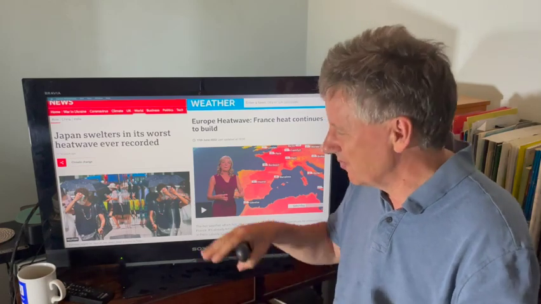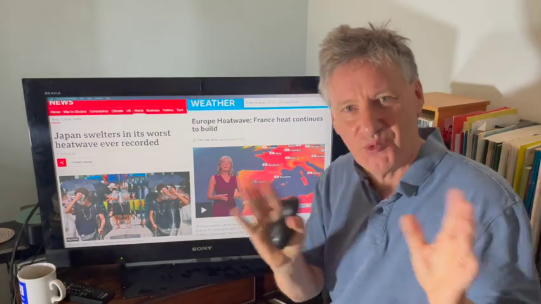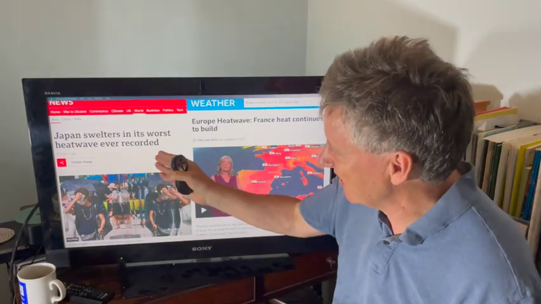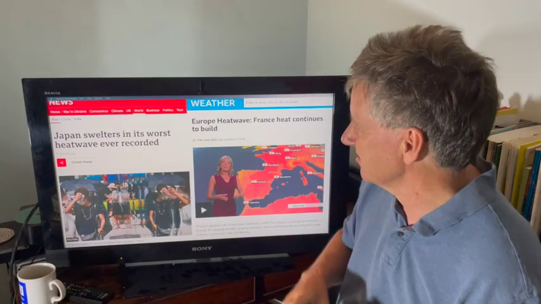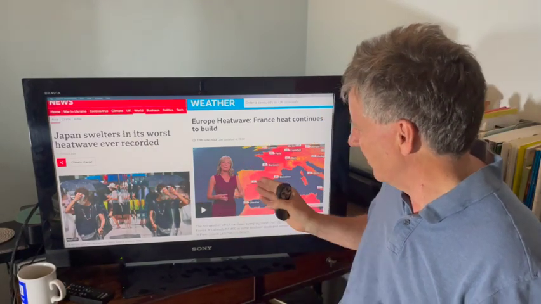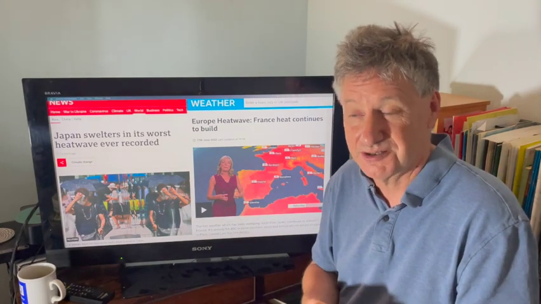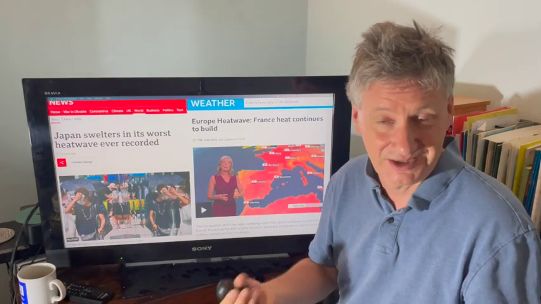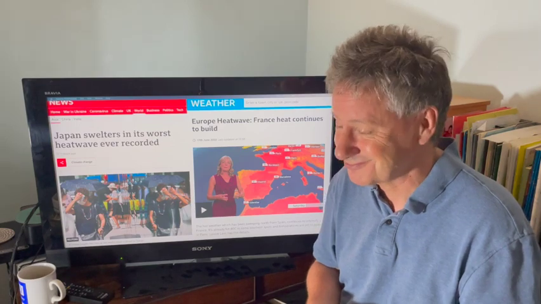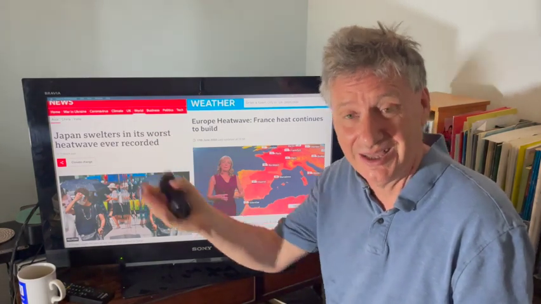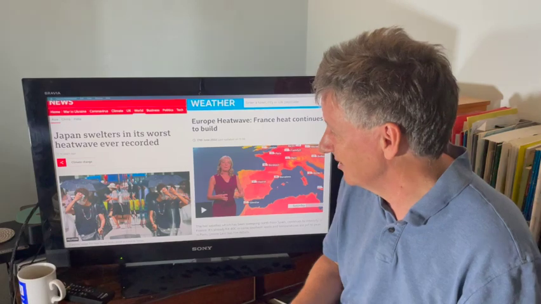Now, the world's warming up and there's this nice straight line, but that's not what you experience. What you experience are headlines: Japan swelters in its worst heat wave, Europe heat wave, and you get these extreme temperatures. That's the first thing you know. And right now it's a really hot day. It's 33 degrees in Teddington. We're looking at even higher temperatures at the end of the week.